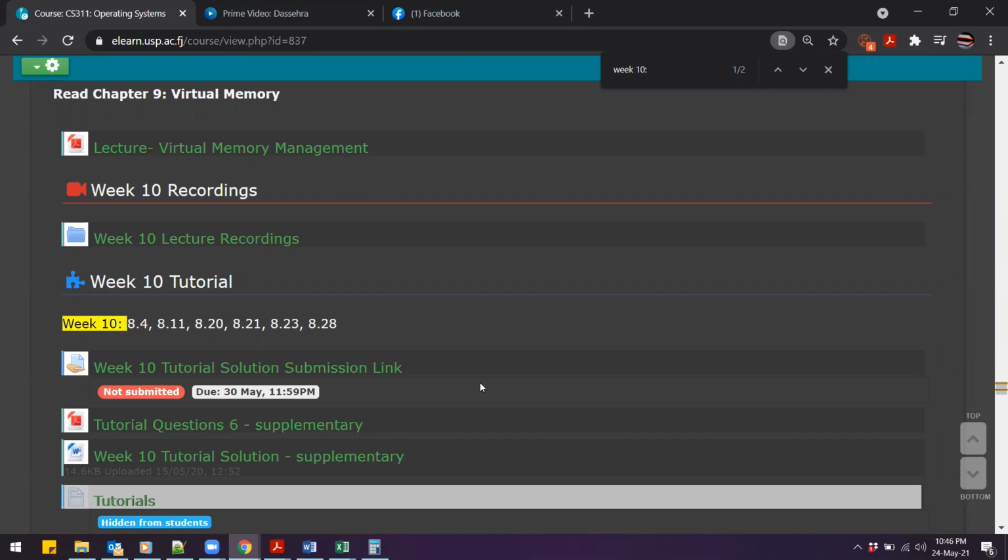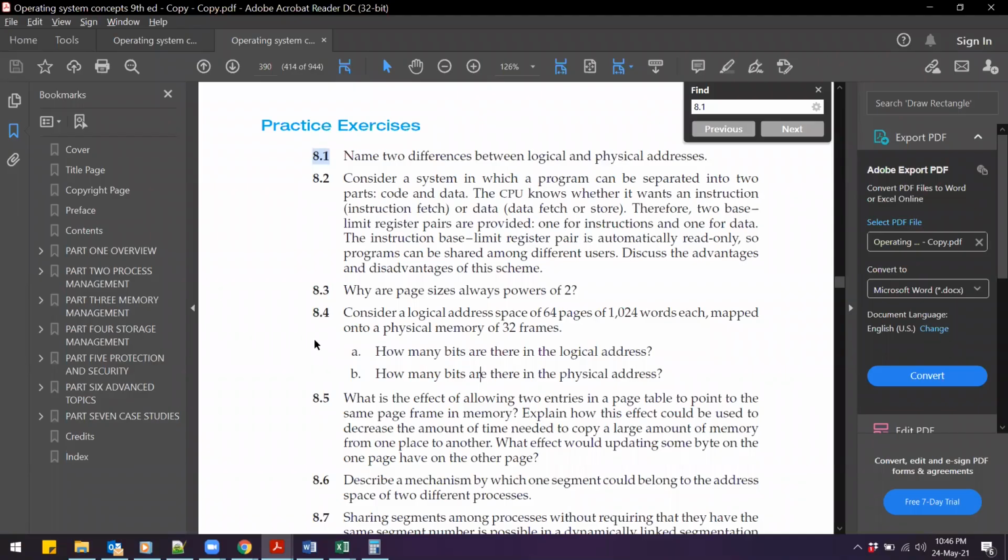So this week we are given a number of questions. So we'll start with 8.4. Now 8.4 says consider a logical address space of 64 pages of 1024 words each mapped onto a physical memory of 32 frames. Now we know that there are two methods of memory management, and they are segmentation and paging.